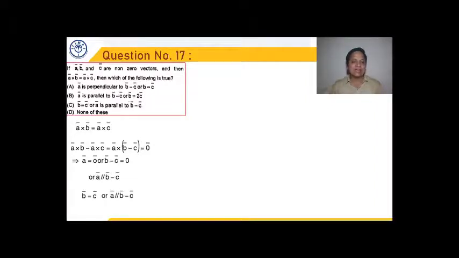Or we can say A is parallel to B minus C vector. Because we are talking about non-zero vectors, so it cannot be a zero vector. So either it's a possibility that B minus C vector is equal to 0, that is B vector is equal to C vector, or we had a condition since cross product of A vector and B minus C vector is 0, so A is parallel to B minus C vector. And if we look at the choices, we had a choice which is mentioning the same, that is choice C. It says B vector is equal to C vector, or A is parallel to B minus C. So our answer comes out to be choice C.